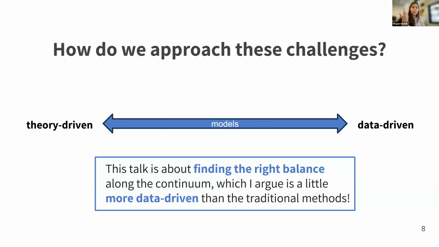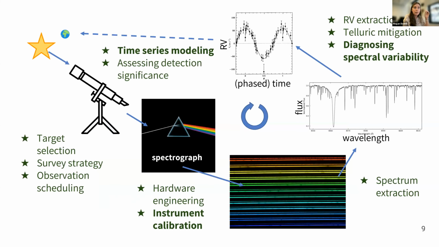So one of the underlying themes of this talk is going to be about finding the right balance along this continuum. And I argue that the right balance is a little bit more towards the data-driven side than a lot of our long-standing traditional methods of analysis are. So how can we push the scale a little bit towards data-driven without losing the benefits of being grounded in theory and having that interpretability?